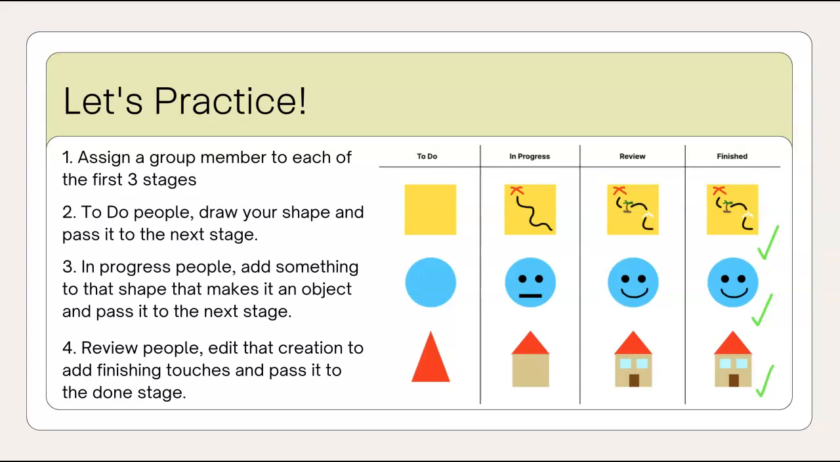So each person is going to pass their completed work to the next person. Bigger groups can have more people in the in progress stage, as that's probably going to take the most time to visualize this. And this image is just an example of what the shapes might look like at each step. So hopefully that is helpful to you as you move through this activity.